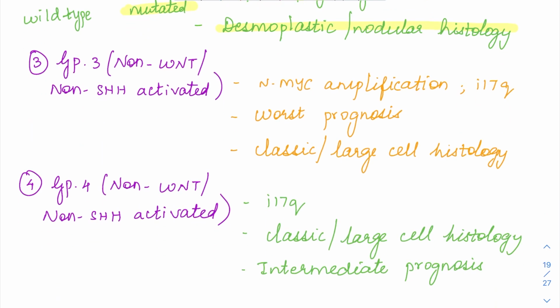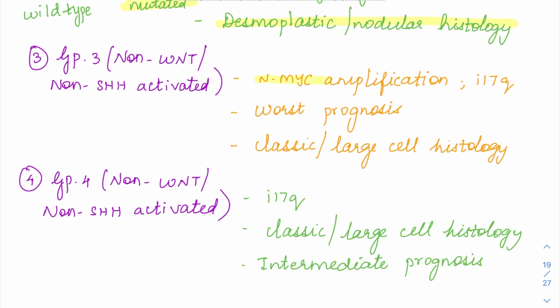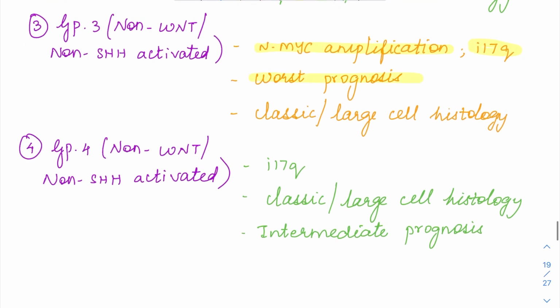Then group 3 and group 4. The next classification will be group 3 and group 4. So in group 3, neither WNT nor sonic hedgehog is mutated. Here it is actually the N-myc which is getting amplified along with isochromosome 17q. So N-myc is amplified. This group 3 has the worst prognosis out of all. And here the morphology can either be classical or an anaplastic or large cell kind of morphology. So cells are going to look quite anaplastic.